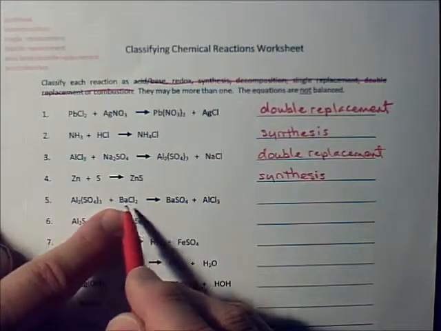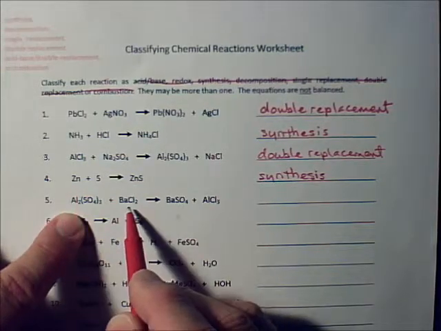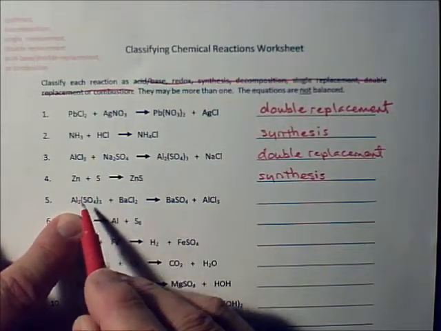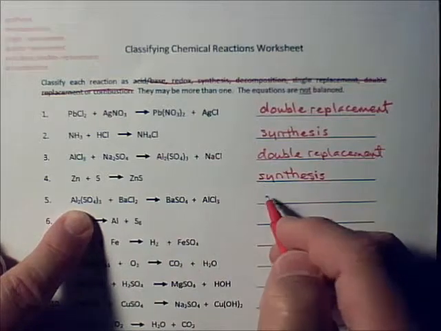Aluminum sulfate, barium chloride. Aluminum joins with the chlorine to make this. Barium joins with the sulfate to make that. Double replacement.